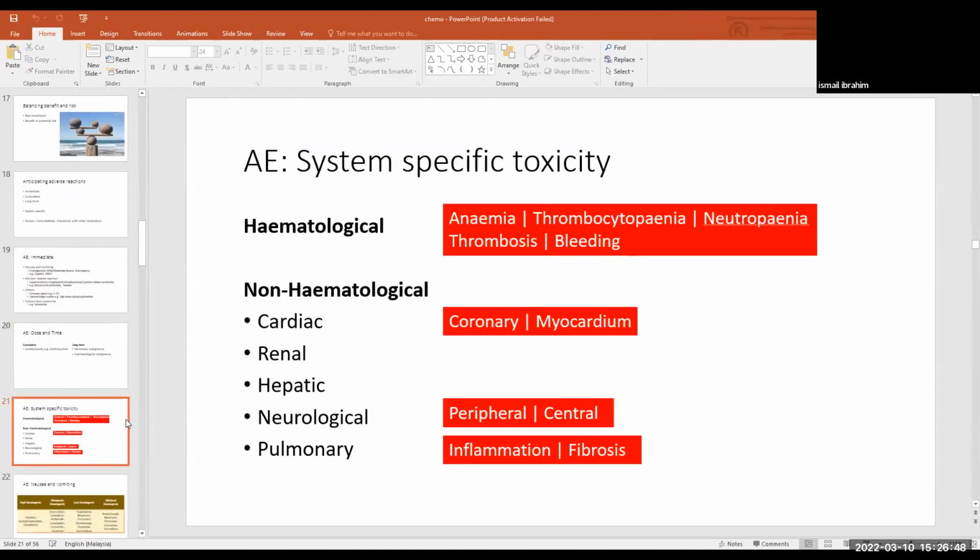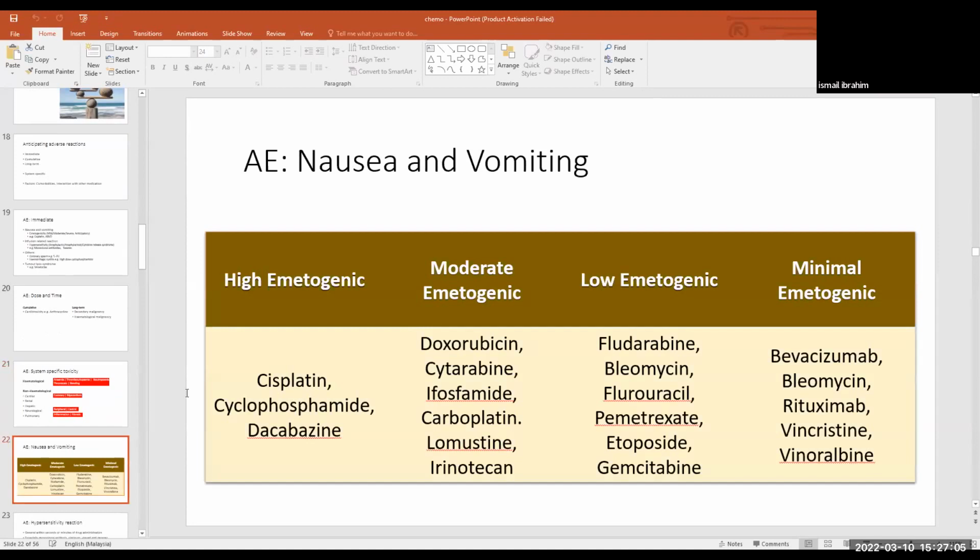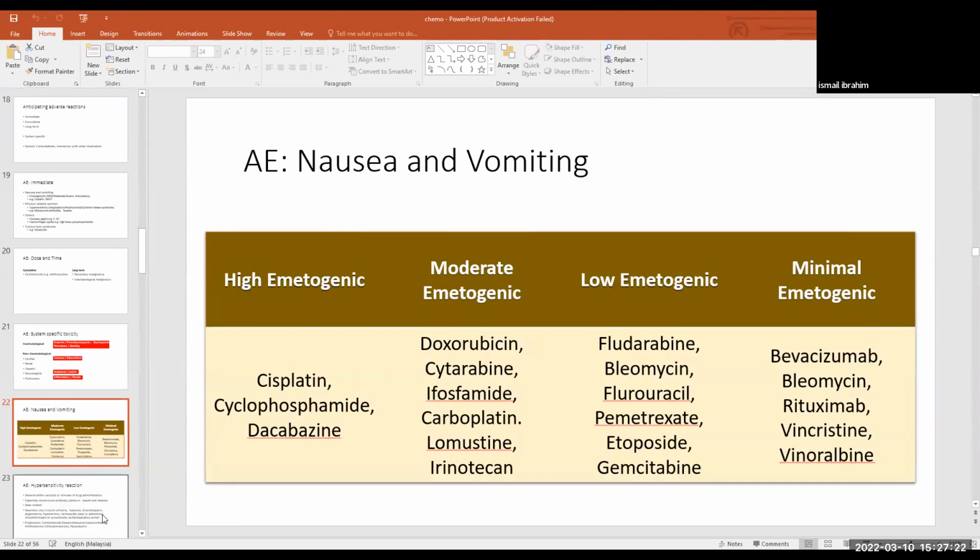Now, system-specific toxicity could be divided into different systems, either hematological or non-hematological. I'm not going to go into much detail about this. Later on, we're going to go through a few examples, then we can learn from that. As I mentioned earlier about nausea and vomiting, you need to know which chemotherapy is very highly emetogenic, so that we give more antiemetics to patients getting highly emetogenic chemotherapy.